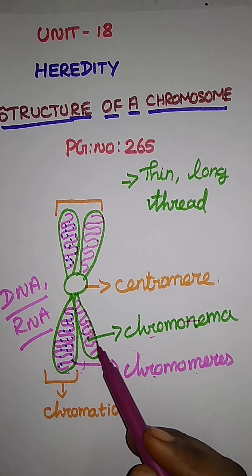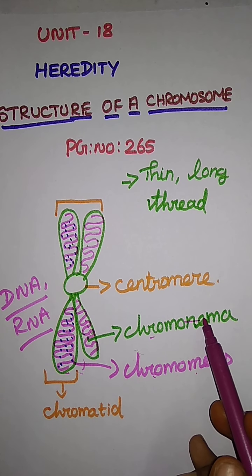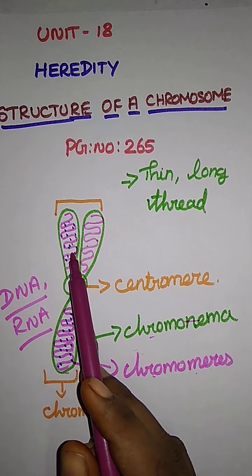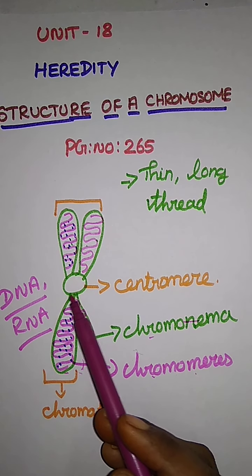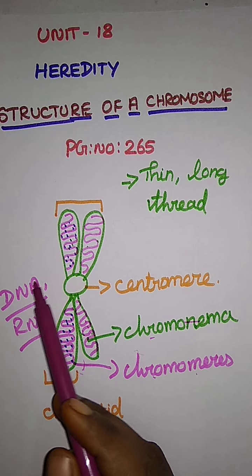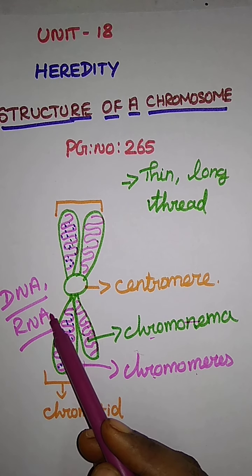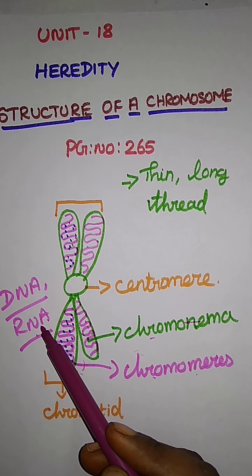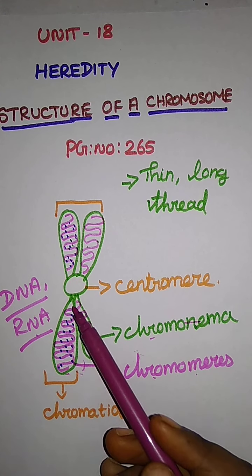Chromomeres, and the thread is named chromonema. First thing, the chromosome is made up of DNA, we know that. And not only the DNA, there is also RNA, that is ribonucleic acid, and protein molecules. And metabolic ions are there.